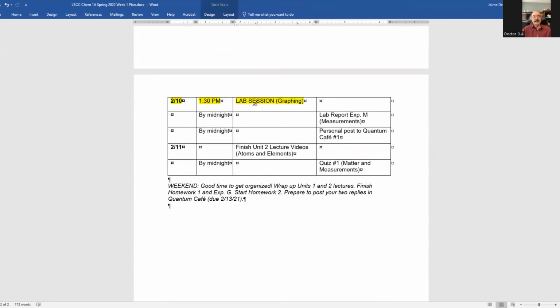notice that you will have on this date at 1:30. Again, the Tuesday, Thursday group will meet in person. We're going to do a graphing activity. Be aware that there are certain assignments due by midnight. And then you can go on through this.